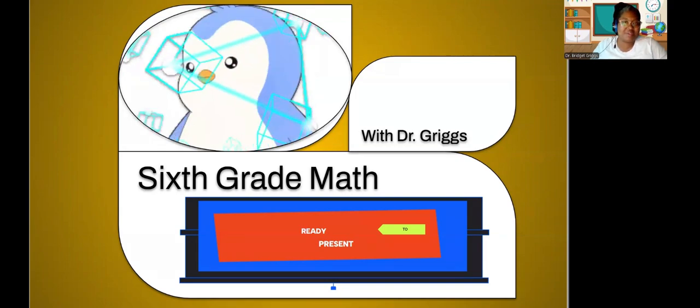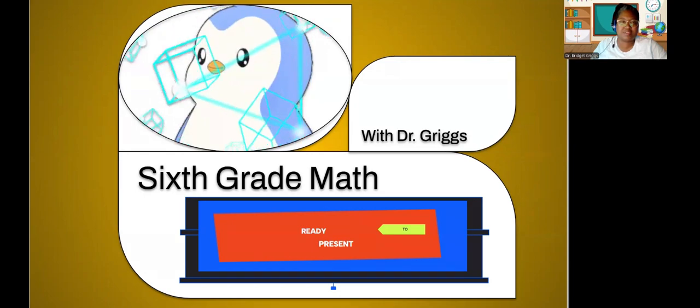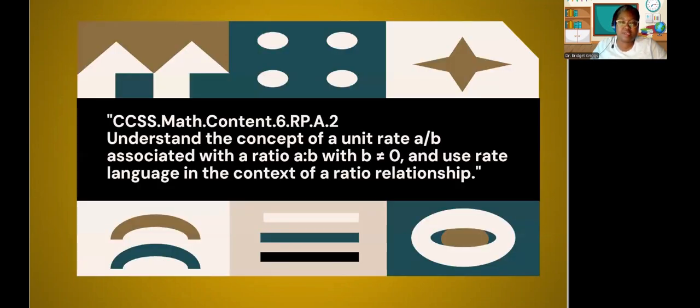Again, my name is Dr. Griggs, and our umbrella topic for these objectives is ratios and proportional relationships. Our objective for today is understand the concept of a unit rate, A over B, associated with a ratio A to B, with B not being equal to 0, and use rate language in the context of a ratio relationship.